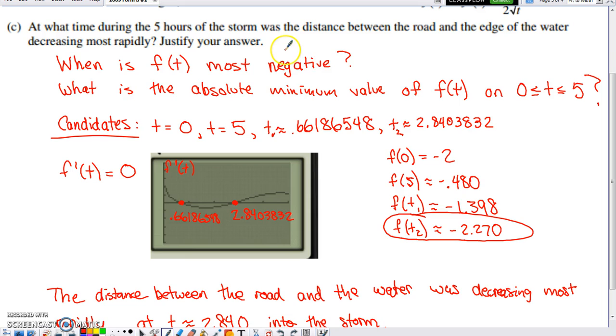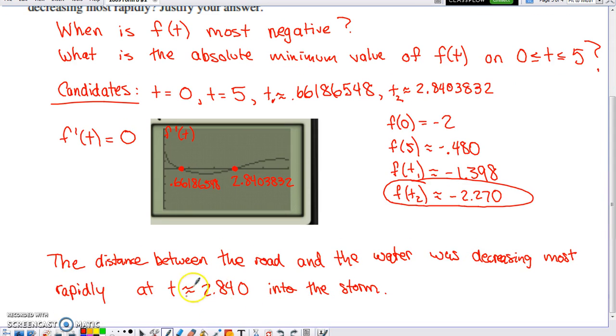and so I did have to just make sure I answered the question that was asked. And it is looking for a time, right? It's not looking for the most negative rate, right? It's not looking for this number here. That number helped us build our conclusion by just comparing these 4 values at the tail end here, but we were looking for the time when that was decreasing most rapidly, which is at 2.840.